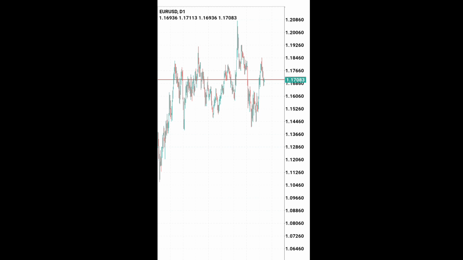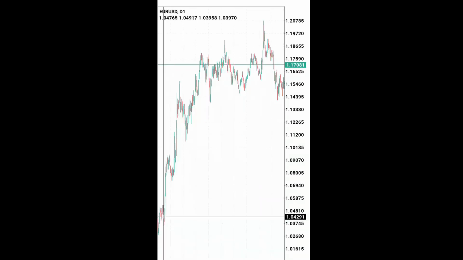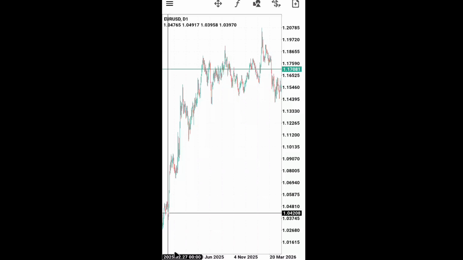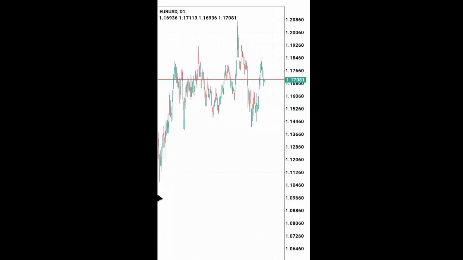So my analysis today is from the MetaTrader 4 mobile app. So this is the Euro USD daily time frame, and the first thing you have to look out for from the market is to know the overall trend. So from February 2025, we've seen that the market has been making higher lows and higher highs. Ultimately, we've been in an upward trend from February 2025.